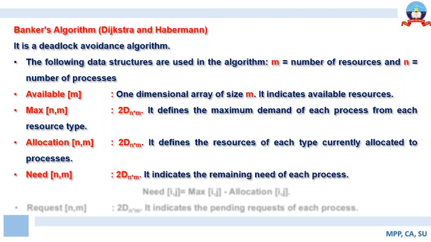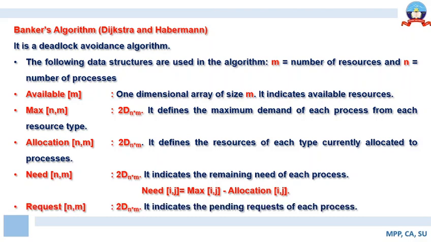Now Need[n][m]. Need is a two-dimensional array of n cross m that indicates the remaining need of each process. So how many resources are still required after allocation by the processes is represented by Need. Intuitively, Need will be the difference of Max and Allocation. So Need[i][j] is equal to Max[i][j] minus Allocation[i][j]. So the Need matrix is determined as the difference of the Max and Allocation matrices.